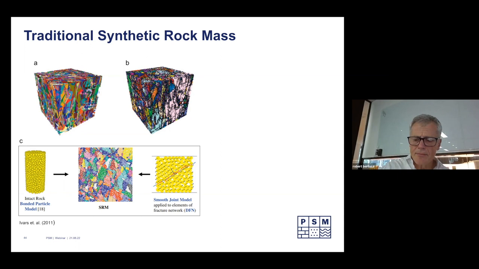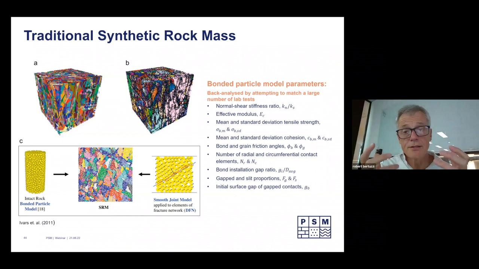So the thinking was, if I could simulate the laboratory test with this bonded particle, I can calibrate that rock mass, and then once I've done that, I can upscale it to my actual problem. It's got a nice idea behind it. Its disadvantage is that you need a lot of parameters to calibrate against, and you also need large computational power in order to address the large scale problems.